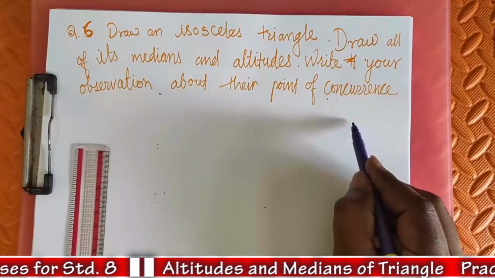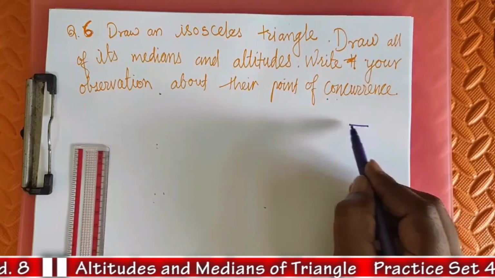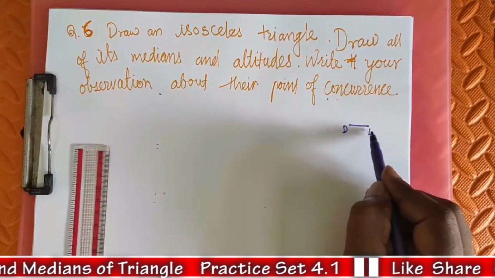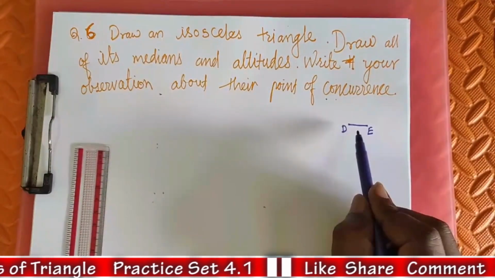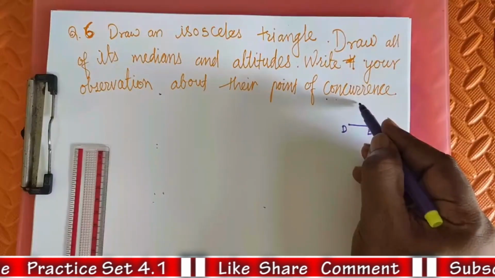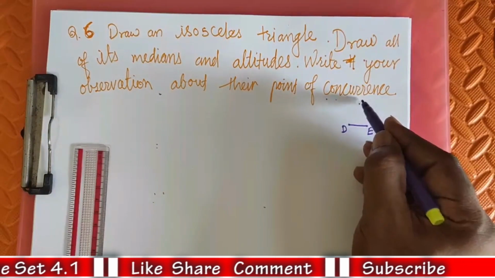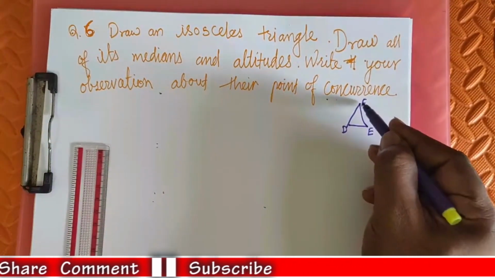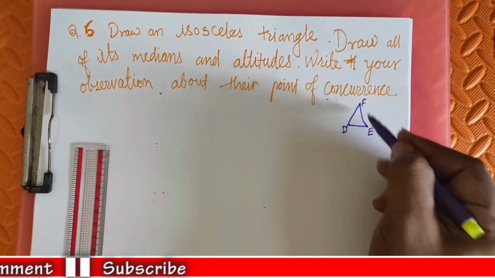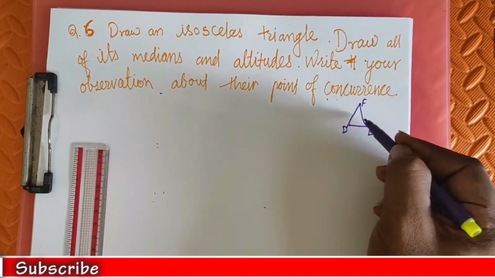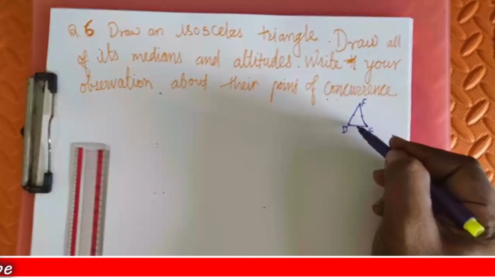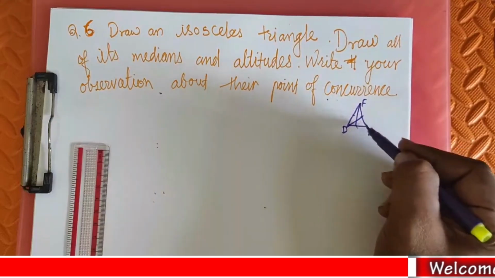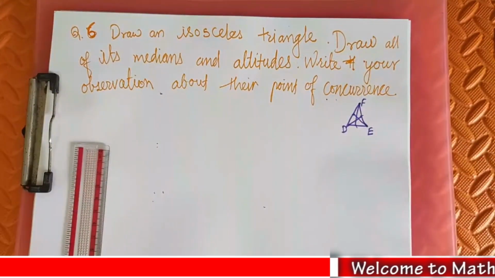We'll take D, E, this will be 4 centimeter, and at 6 centimeter we'll take point F. From F, D will be 6 centimeter, F, E will be 6 centimeter. So at 3 centimeter we can take midpoint, and here at 2 centimeter we can take midpoint. We can draw these medians, and we will see about altitudes.